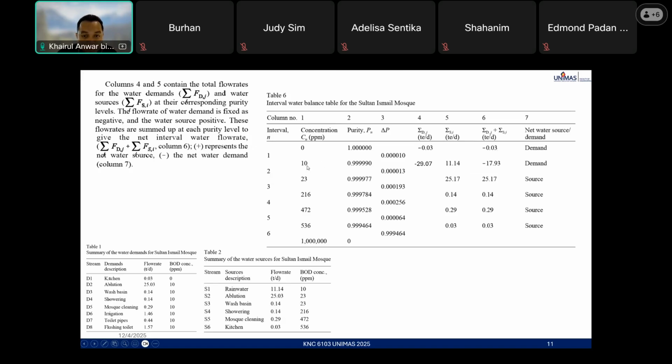How about 10 ppm? 10 ppm is 14 here. 25.17, this is for 23. We have two 23 ppm, so we need to not multiply. We need to add it. And so on, based on each concentration, just register the rate.